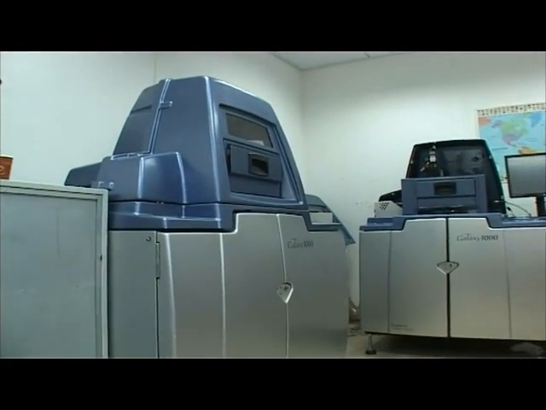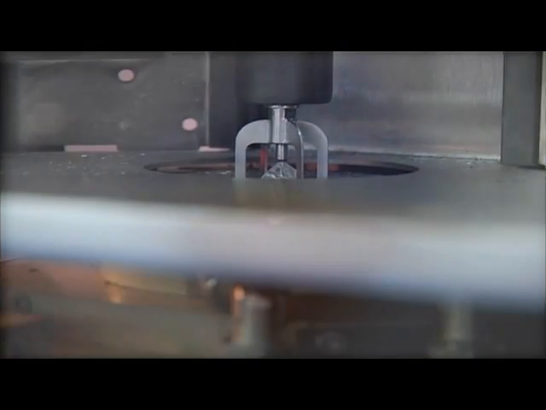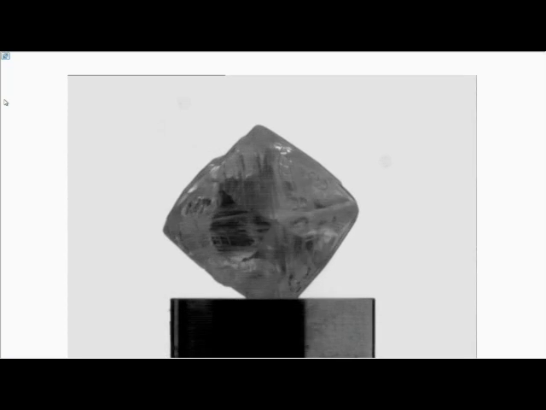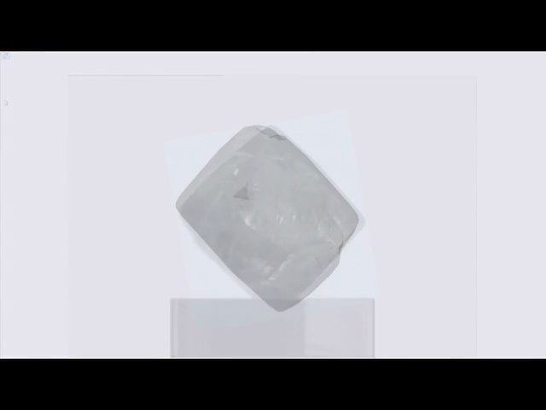How does this revolutionary machine work? What information can the user expect to obtain? During the first stage, the Galaxy 1000 generates a three-dimensional model of the external geometry of the stone. At this point, the internals of the diamond are still hidden.